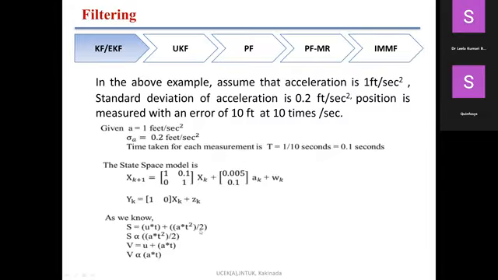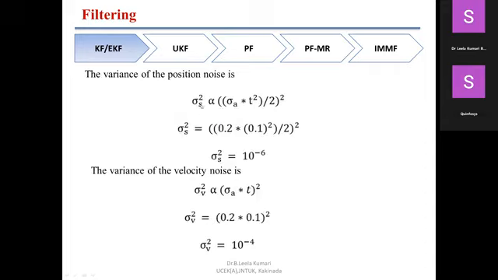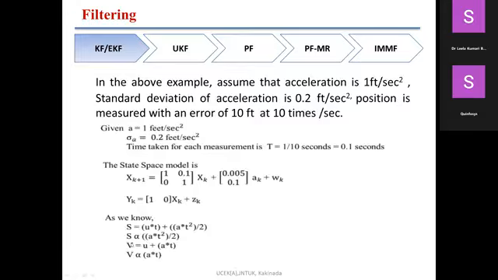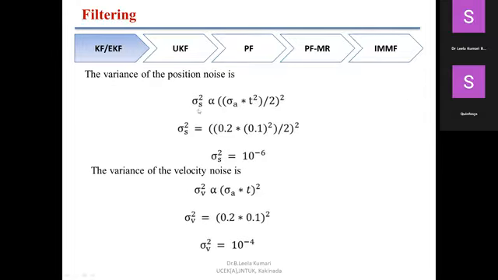We know that s is equal to ut plus half a t square, so s is proportional to the acceleration. And v is proportional to acceleration as well. You can observe these things. Since we need to provide the system noise, the propagation noise, the variance of position noise is proportional to (a t square by 2) whole square. Since s is proportional to a t square by 2, s square is proportional to (a t square by 2) whole square. So sigma s square is proportional to (sigma a t square by 2) whole square.